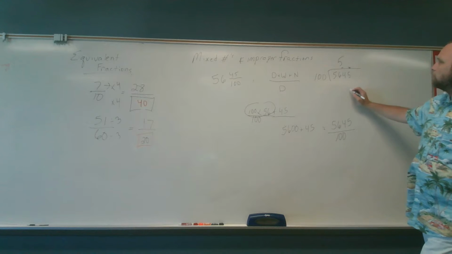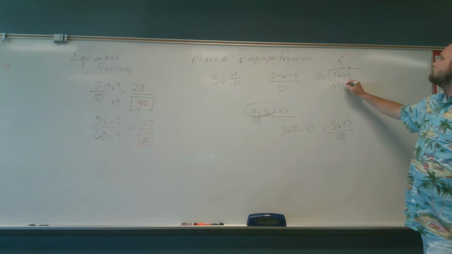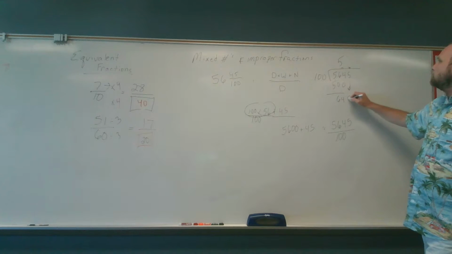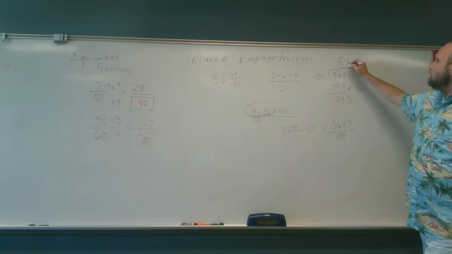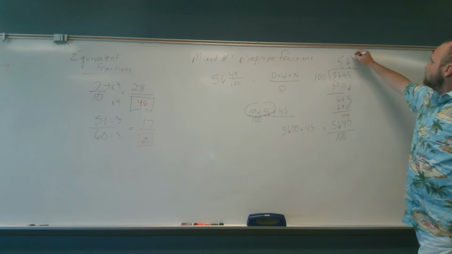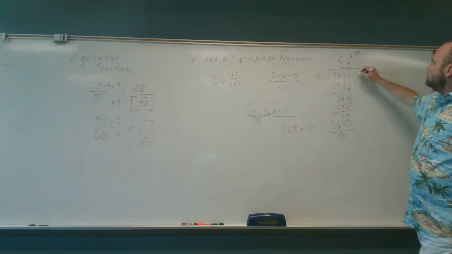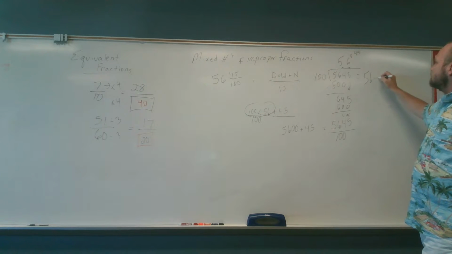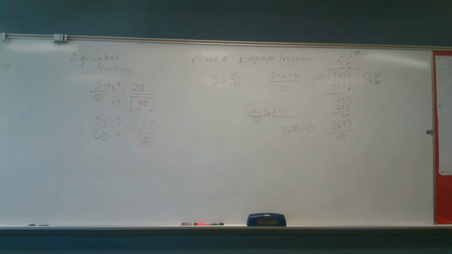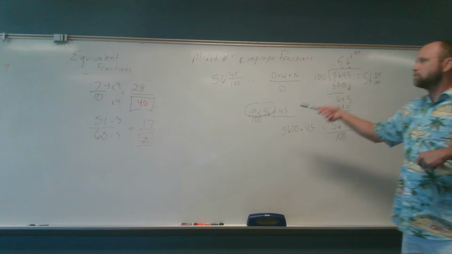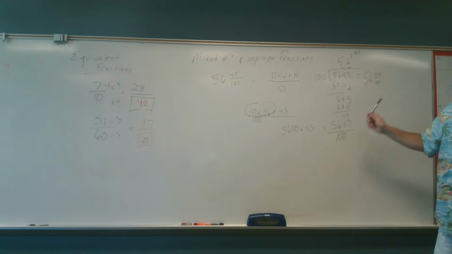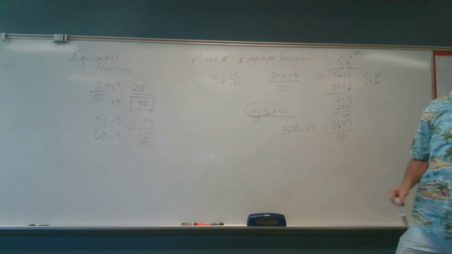5 times 100 is 500. 564 minus 500 is 64. Then bring down the 5. It goes in 6 times. And you have 45. So the answer is 56 remainder 45, which equals 56 and 45 hundredths. That's the same thing as what we started with, because we just took it backwards, from a mixed number to an improper fraction, and an improper fraction to a mixed number.